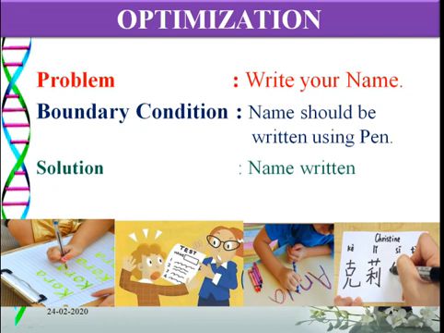Now I am adding a condition. I am calling it a boundary condition. The name should be written using only a pen. Then the limitation comes here, but you can use any pen. You can use black, blue, red, or green, whatever pen it may be, and there is no restriction on what you are going to write your name on. So the solution is writing a name on paper with only a pen. We are not going to use crayons or pencil. So it is called a problem. Problem means there should be some statement to be executed, and the statement can be executed.